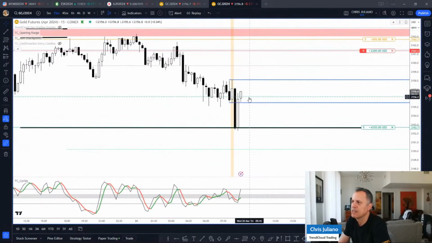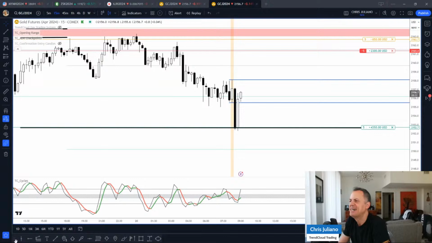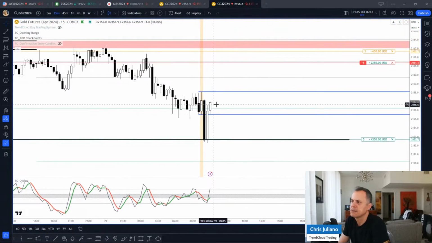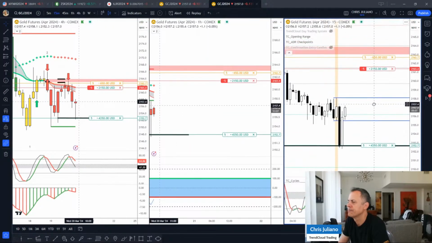So what's happening right now? We've got the opening range on gold. There's the opening range on gold. And we are pulling back, and we are retesting that opening range. Look what it's pulling back into, right?